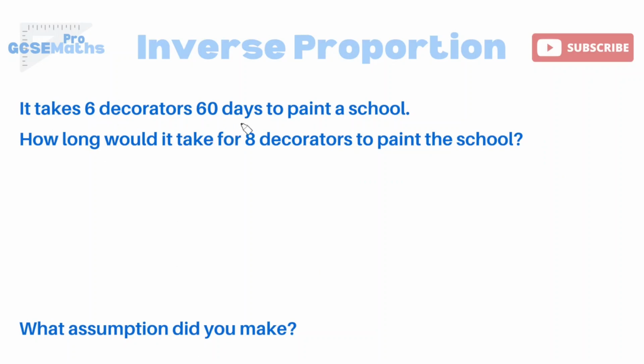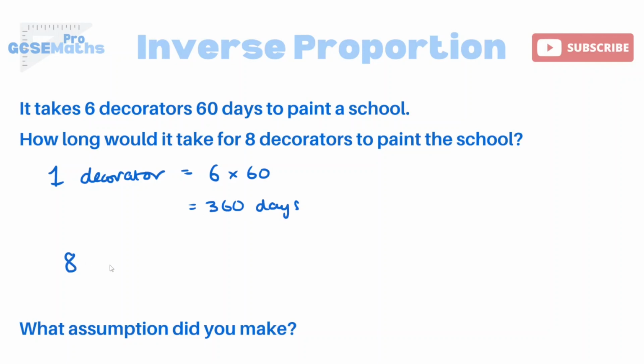So it takes 6 decorators 60 days to paint a school. How long would it take for 8 decorators to paint the school? Now that we've got the hang of it, I've got more decorators, so hopefully it will take fewer days, right? So how long would it take for one decorator to paint the whole school? Well, that's 6 times 60, which is 360 days, basically a year actually.